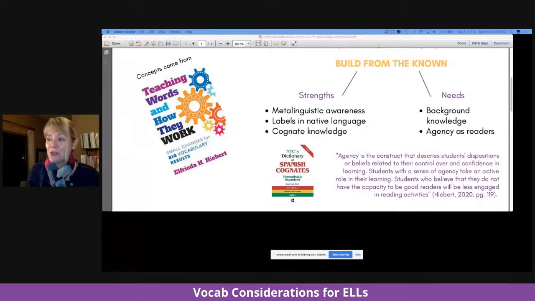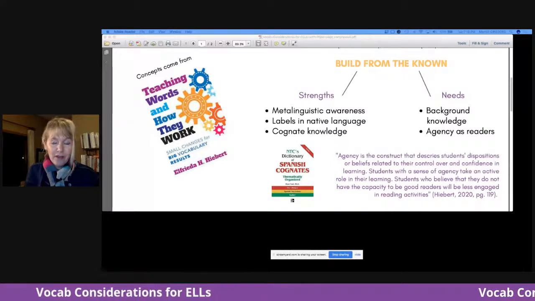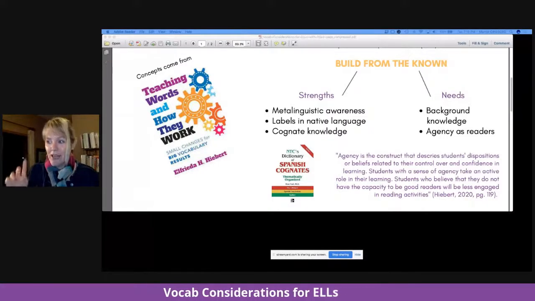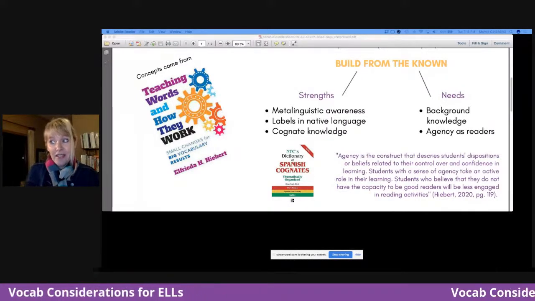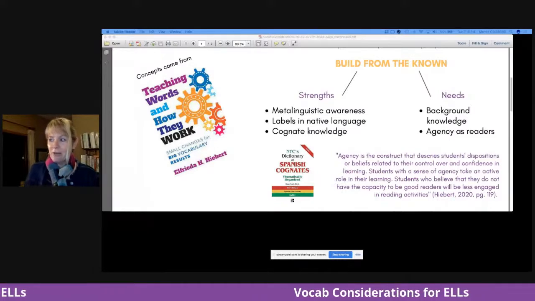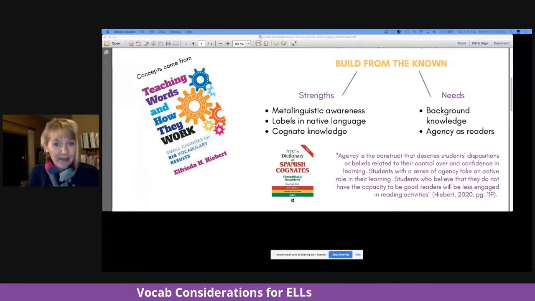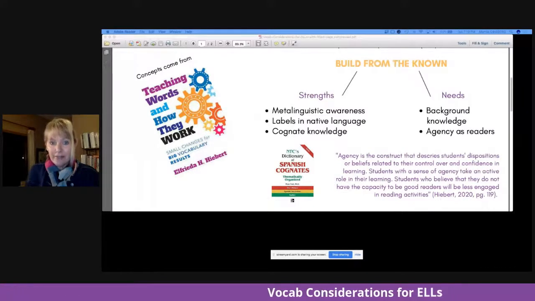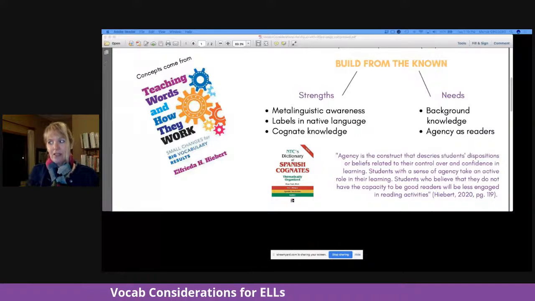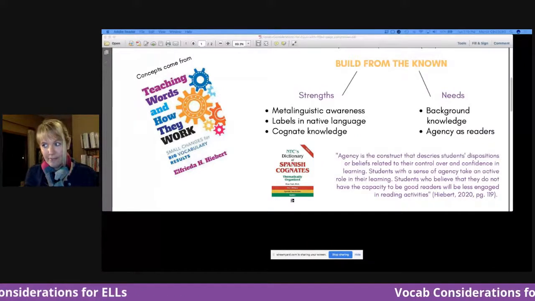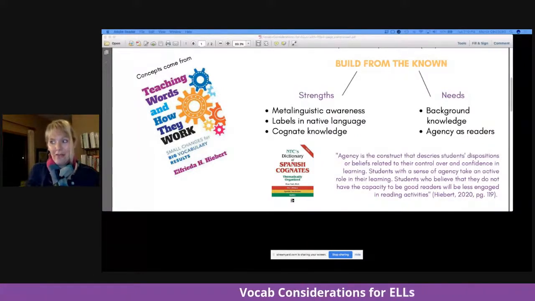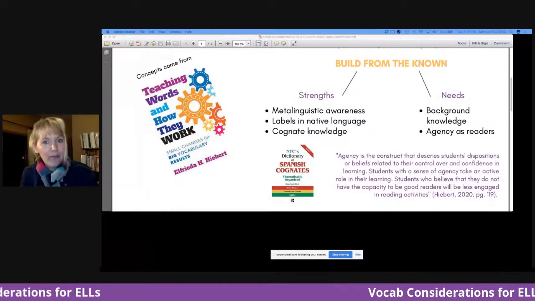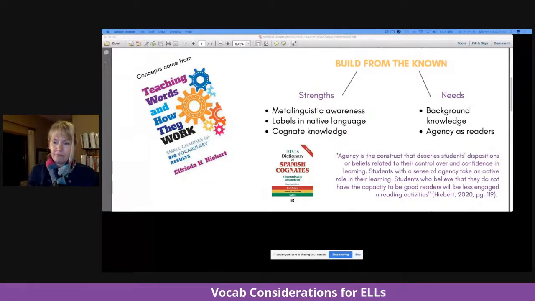But the alternative that Dr. Freddie is encouraging us to be pushing and developing in our students is agency. And she says, agency is the construct that describes students' dispositions or beliefs related to their control over and confidence in learning. Students with a sense of agency take an active role in their learning. Students who believe that they do not have the capacity to be good readers will be less engaged in a reading activity. So how can we build our students' agency?